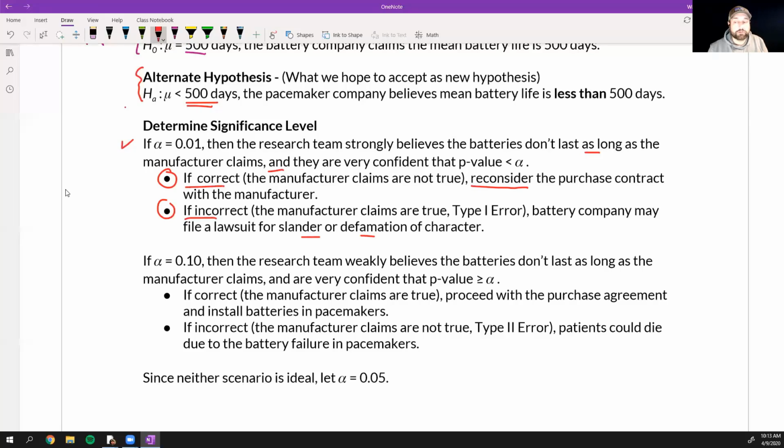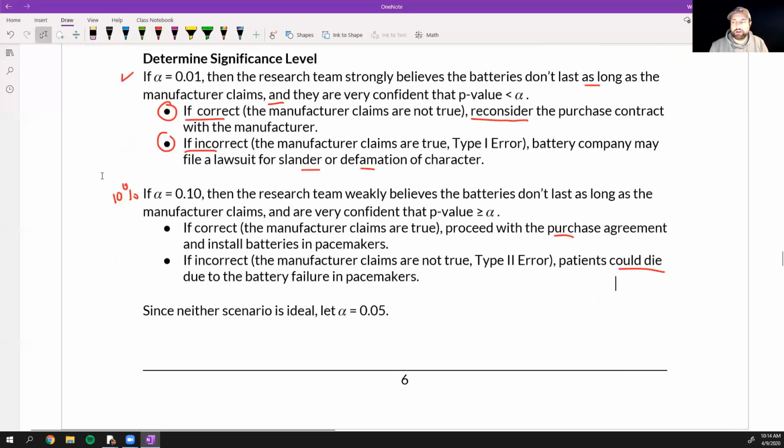On the other hand, the pacemaker company could say, let's set it at 10%. That'll be easy to come in under, right? So if they're right, if they kick the king off the mountain, that's great, they can proceed with the purchase agreement. But on the other hand, if they're wrong, they may have patients that actually die because they failed to call the manufacturer on their 500-day battery life. So since neither one of these is ideal, they're going to set it at 5%.